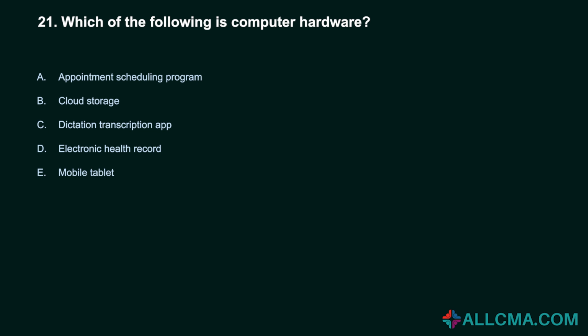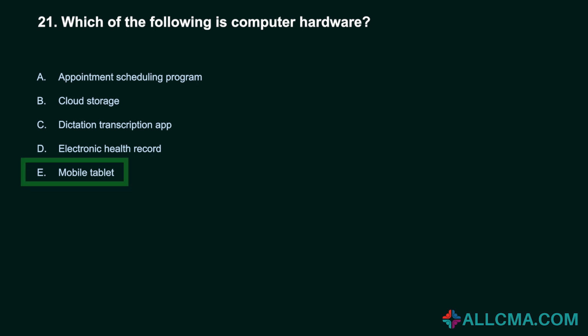21. Which of the following is computer hardware? A. Appointment scheduling program. B. Cloud storage. C. Dictation transcription app. D. Electronic health record. E. Mobile tablet. Correct answer, E.